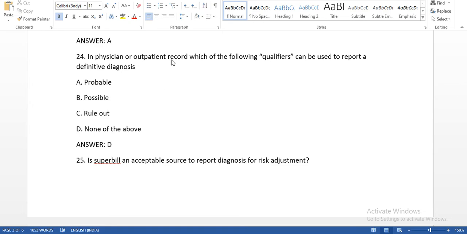Here our question is also related to the outpatient setting. So we can't code any one: probable, possible, rule out. So here our answer is D.